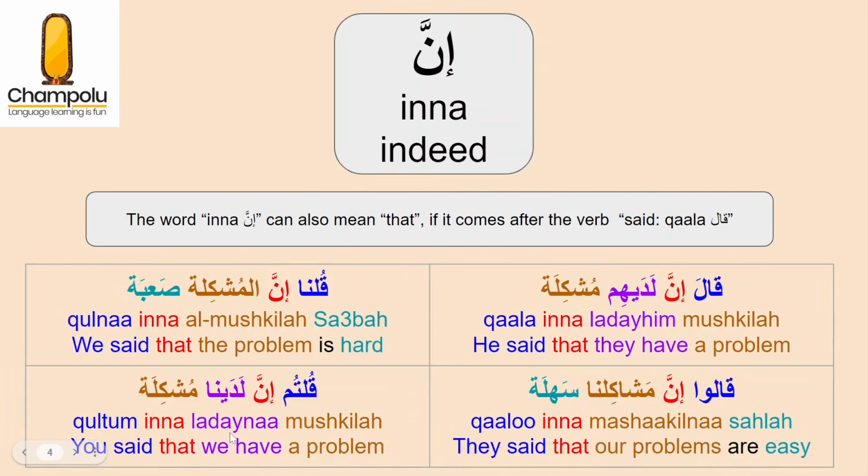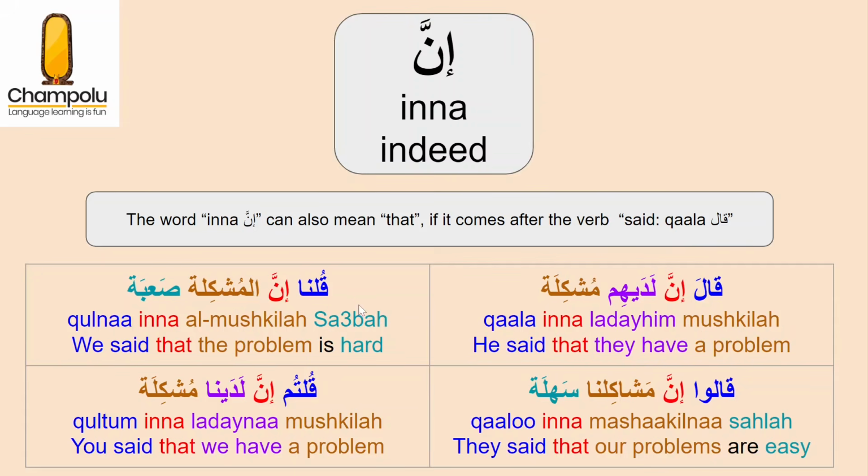And then we can also find inna in the context where there is the verb say or said before it. This verb in Arabic is قال or يقول with the different conjugations. So when we have a sentence like قال إن لديهم مشكلة, he said that they have a problem. So here you notice the equivalence between inna and that.